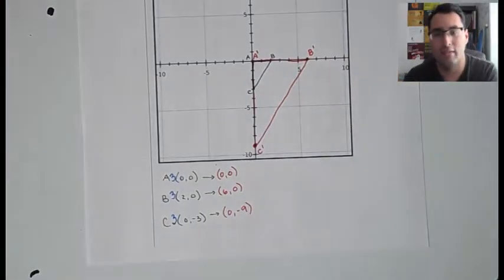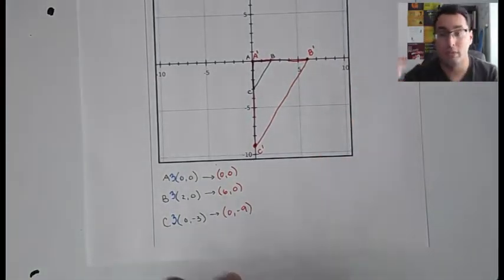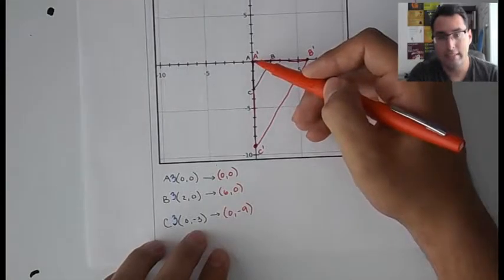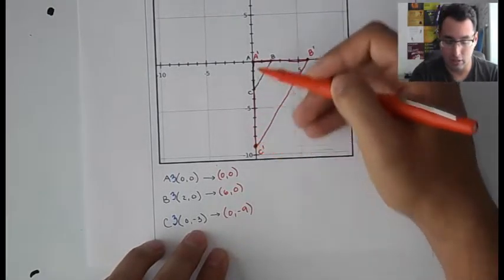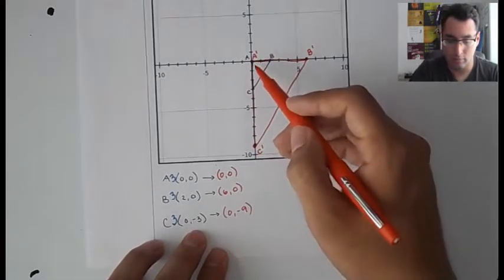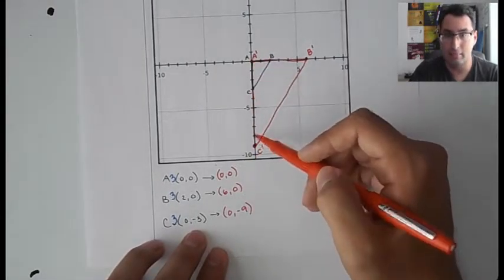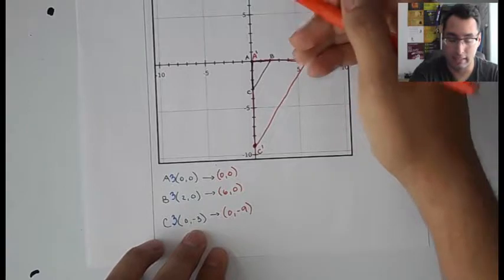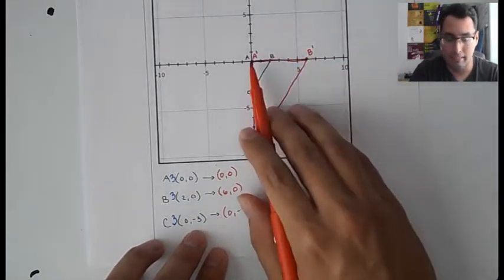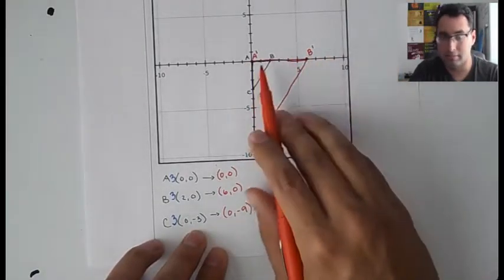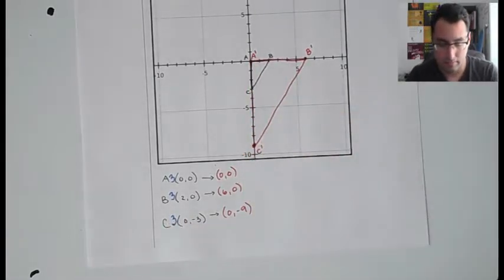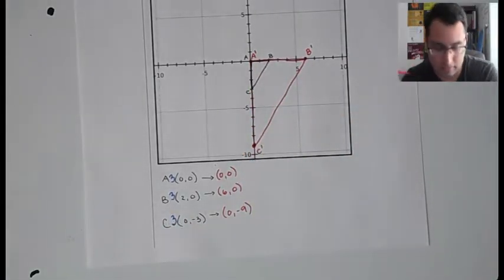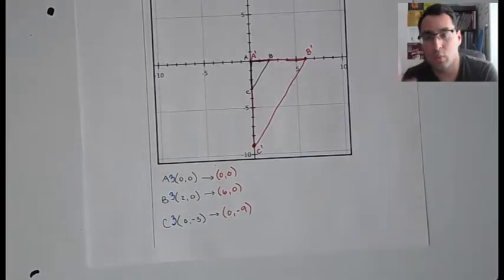All right, you can see how what happens is when you dilate something, your center of dilation, your pre-image and your image, they're all in the same line. So C and C prime, same line, same vertical line here. B prime and the center of dilation are also on the same line. And the center of dilation, A and A prime, is just one point. But they should all be what's called collinear. Now that's one way of doing it.